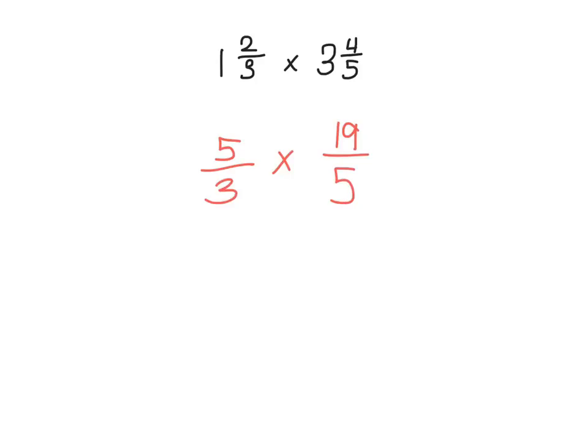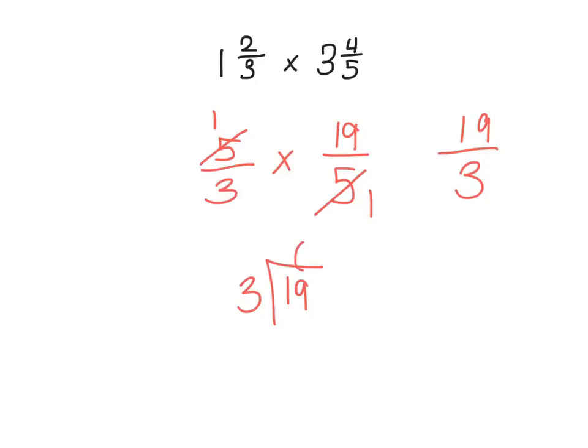Let's make things easier on ourselves, why don't we? I can cross cancel and make these both ones. 5 divided by 5 is 1. 5 divided by 5 is 1. 1 times 19 is 19, and 3 times 1 is 3. Now I have 19 divided by 3. 3 goes into 19 6 times. I get 18. I subtract, I get 1, 6 1/3.